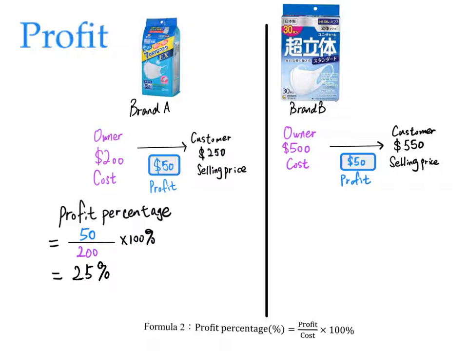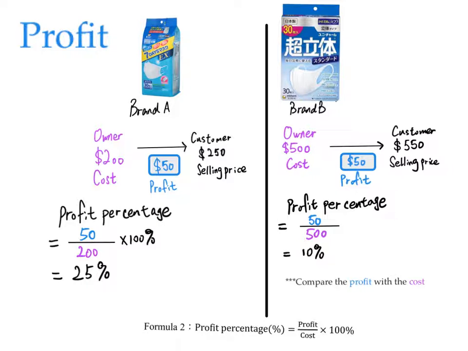And then for brand B, the profit percentage is equal to $50, the profit over the cost. The cost is $500. And the profit percentage is 10%. Remember, the denominator, $500, is the cost, not the selling price. We need to compare the profit with the cost. It is very important.